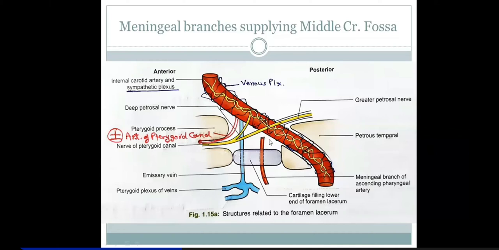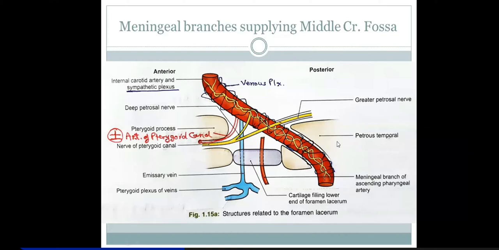Now look here, then another structure passing the foramen lacerum is this greater petrosal nerve. There are four petrosal nerves. I told you, if there is a name related to petrosal nerve, it means they are somehow related to the petrous temporal bone. So from within the petrous temporal bone, this, remember, is the first intracranial branch of the facial nerve. That's the greater petrosal nerve, right? Arising from the geniculate ganglion of the facial nerve.